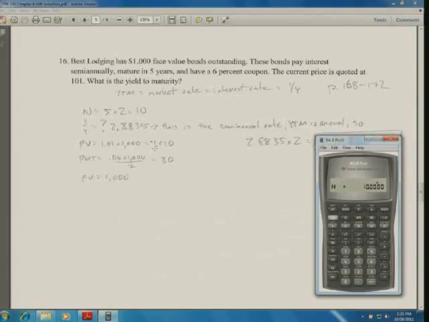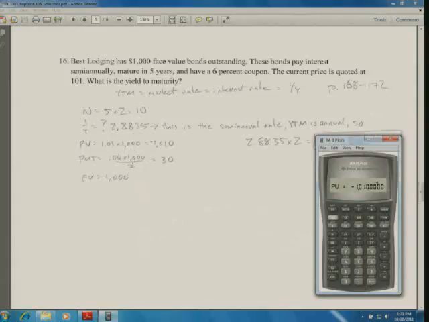And as always, I'm picking my perspective as if I were to purchase this bond. If I were to purchase it, that'd be a $1,010 cash outflow for me. So I'm going to make that negative for present value. So 1,010, and then I make it negative. Record that for present value.